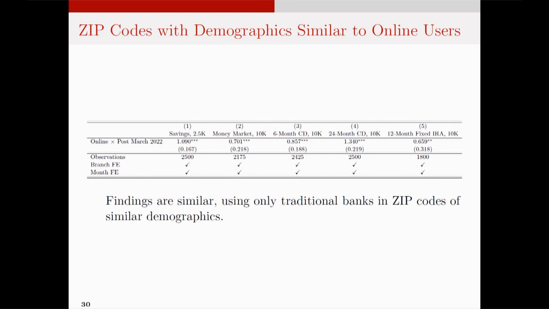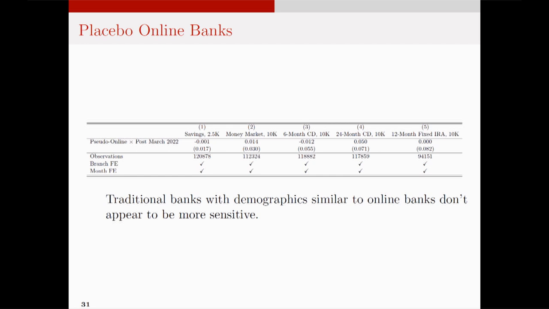Furthermore, I also run the regressions concentrating only on traditional banks in zip codes of similar demographics to the online banks, and the results remain robust there as well. Moreover, it's more like a placebo test. Here, instead of using online banks, I just pick some traditional banks that operate in areas with similar characteristics to the online banking customers. And I don't see the results. So what I am learning here is that most likely online banks cater to different types of depositors, but it doesn't seem to be the only explanation for the results that I have.